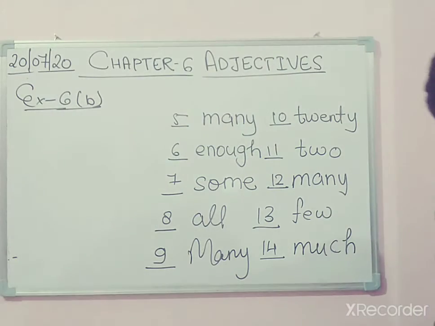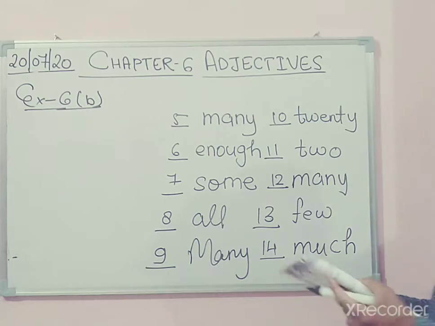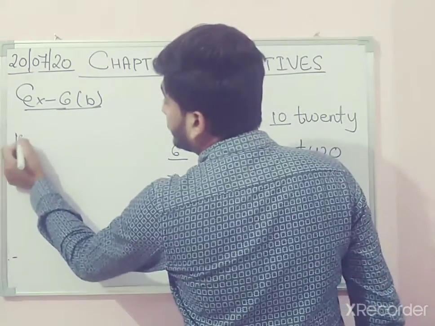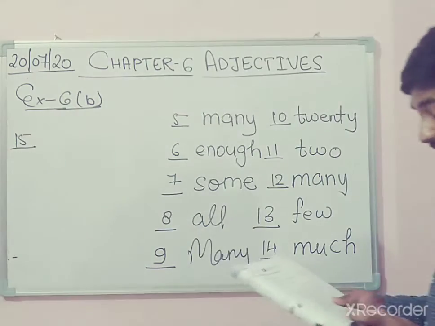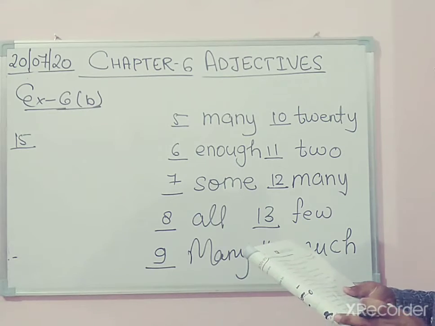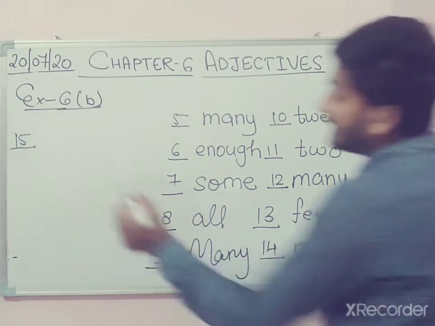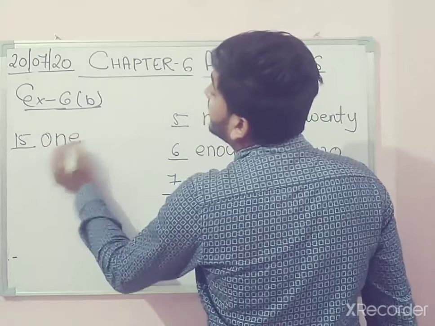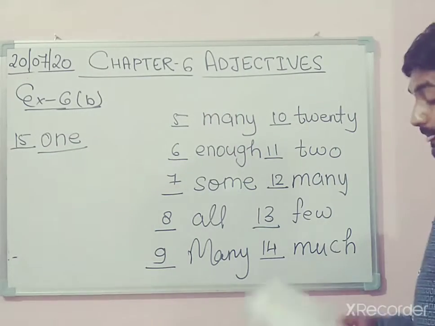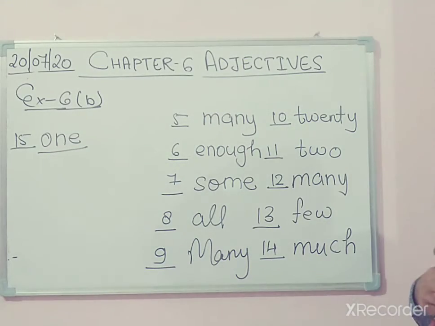Okay. Last is number 15. I have only dash candle and it is melting. Dash candle means candle है, यानी कि सिर्फ एक की बात हो रही है. So we have to write one only, because there is no s. It's not in its plural form. Okay. So we have done with exercise 6b.